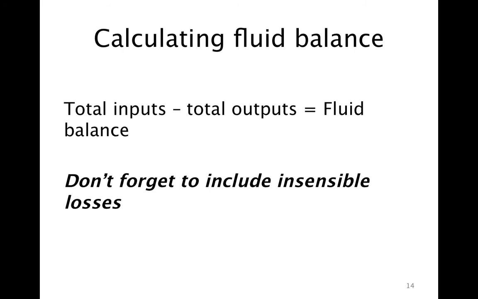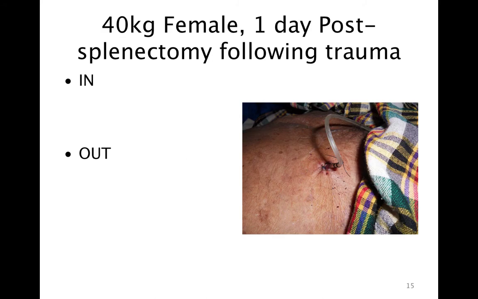Let's now do some examples of fluid balance calculation and see how it can affect patient management. The first example is a 40 kg woman who ruptured her spleen in a motor accident and has had surgery to remove her spleen. She is 1 day post-op. Fluid in the last 24 hours have been 1 liter of normal saline and 4 units of blood. She has been nil by mouth.